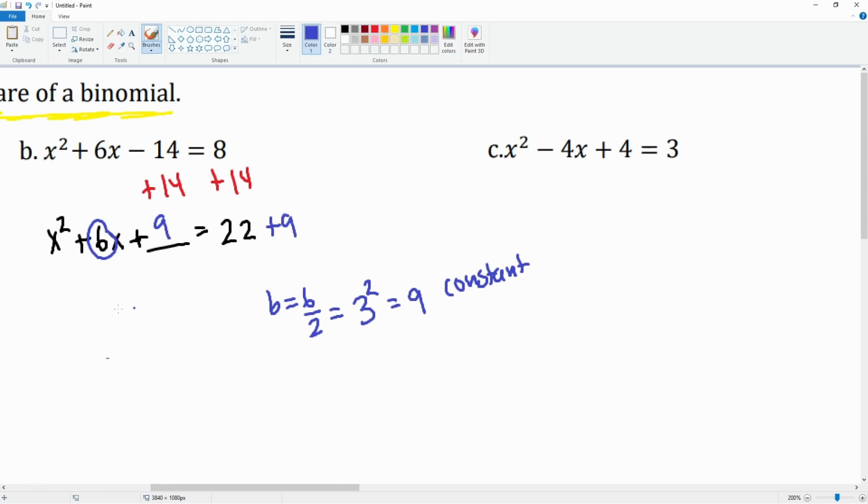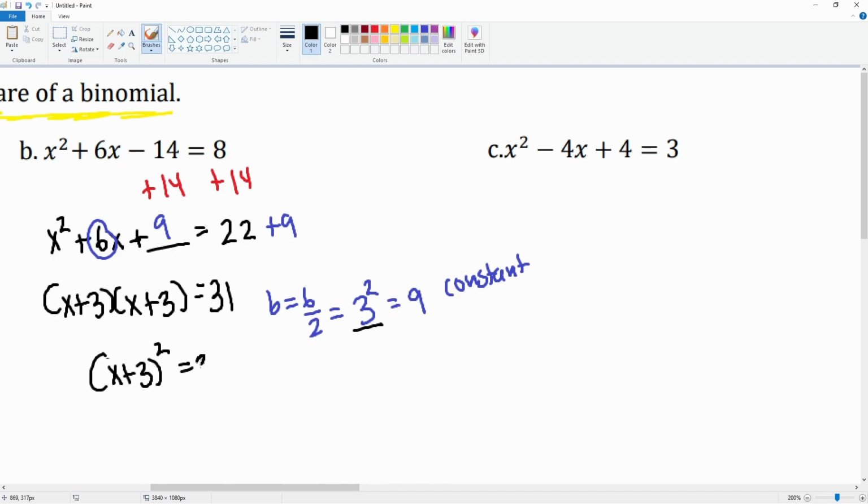This allows us to factor it here. What two numbers multiply to make 9 and add up to 6? We know it is basically this number here, which is the 3. x plus 3 times x plus 3. That is going to be equal to 22 plus 9, which is 31. But we want it as a square binomial, so we could write it as x plus 3 squared is equal to 31.